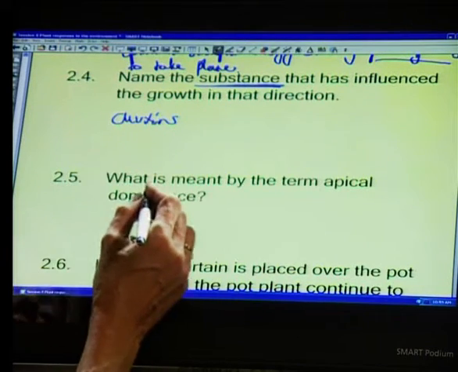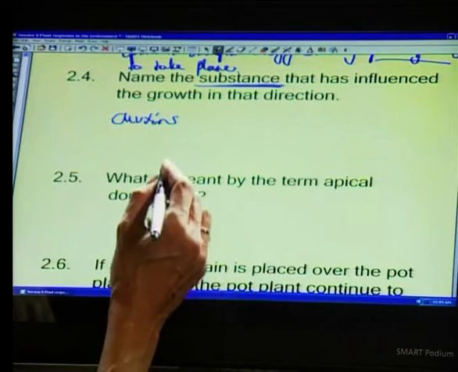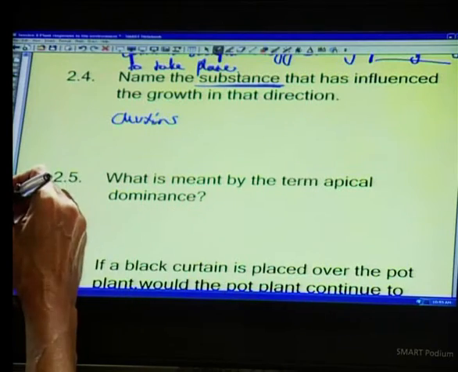All right, now, what is meant by the term apical dominance? And I'm not going to write this. Remember, apical dominance means that the tip of a plant will always grow upwards. And while that tip is growing upwards, it inhibits the lateral branches from growing sideways. Okay, remember that. Apical dominance is for the stem to grow upwards. The apical bud grows upwards and it inhibits the lateral buds from forming.